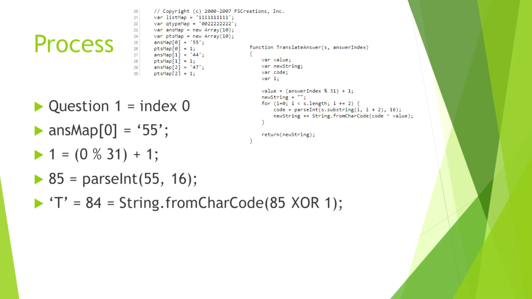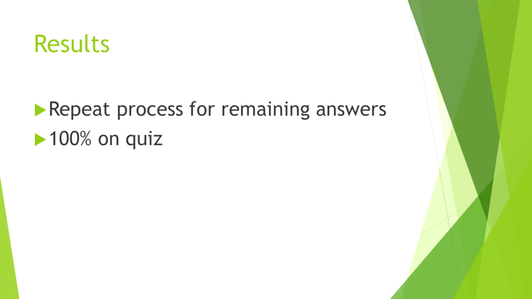I used an ASCII table because the lower values are the same as Unicode, so 84 is converted to the character T. T is an acceptable answer for our true-false question, so that means the answer to the first question is true. So from there, all I needed to do is repeat the process of those three lines for all of the remaining answers, and then input the results into the original quiz, and you'll get 100%. This method allows you to acquire all of the correct answers without having to submit the quiz repeatedly or having to check your email.